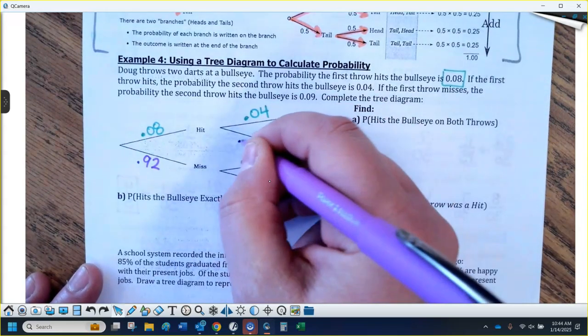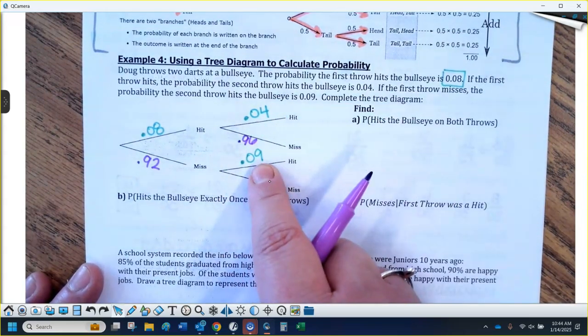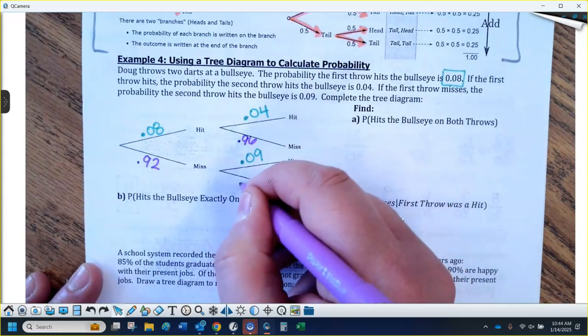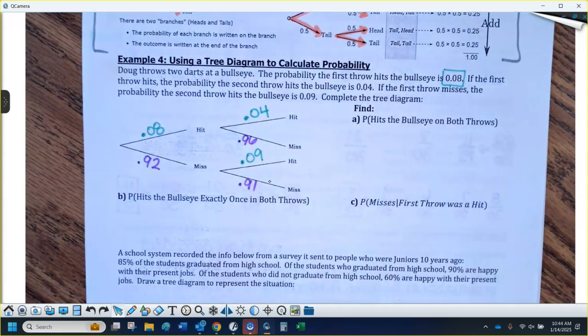0.96. Yeah, it just has to add up to 1. So if I have a 9%, then this one has to be 91%, so it adds up to 100 if you want to think about it like that. So those are all my probabilities.